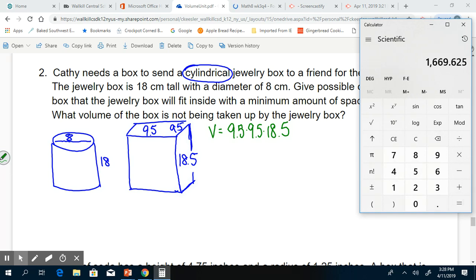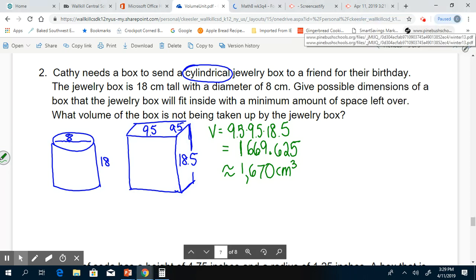That gives me 1,669.625. So if I'm rounding that to the nearest whole number, I'm going to say it's about 1,670 centimeters cubed. So now we're going to move on to the jewelry box.